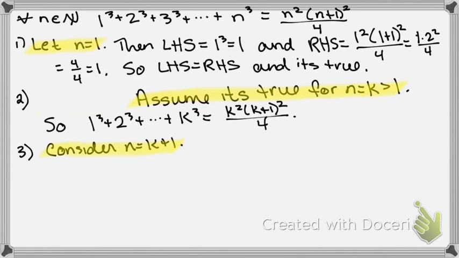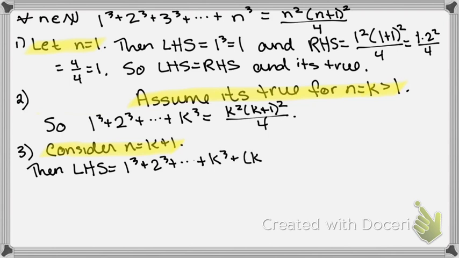Now what we're going to do is be slick. We're going to try to show that it's true for k plus 1 if we assume that it's true for k. We've assumed it's true for k. So like I did in number 1, I'm going to start with the left-hand side and make it look like the right-hand side. But we're going to do something a little slick in here. The left-hand side is equal to 1 cubed plus 2 cubed plus ... plus k cubed plus k plus 1 cubed.